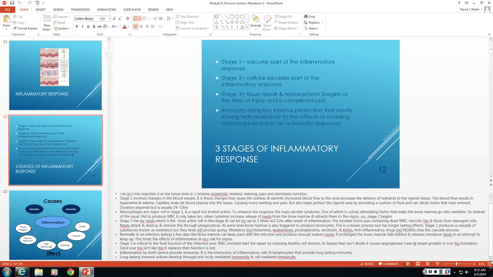So inflammation itself cannot provide immunity. It's the interaction of the inflammatory cells and the lymphocytes that provide long-lasting immunity. Now, long-lasting immune actions develop through antibody-mediated immunity and cell-mediated immunity.